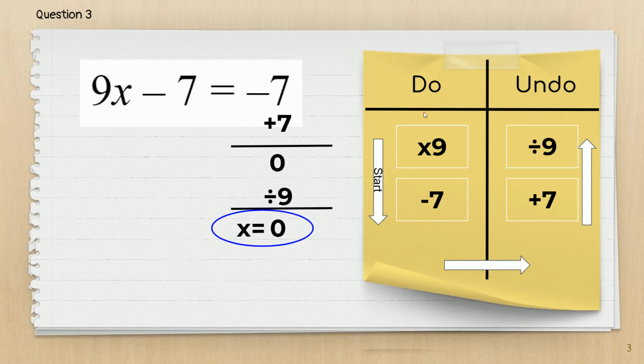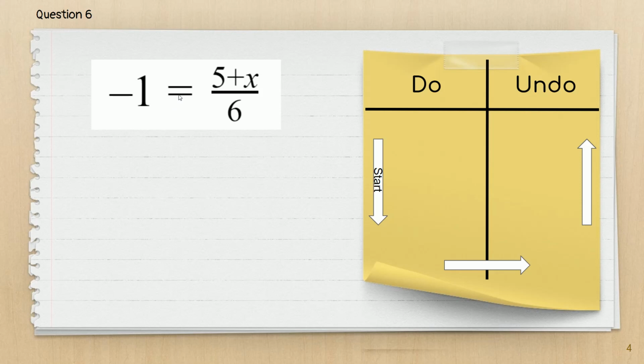Again, the arrows are here just to show us the direction that we need to go to solve it. The last problem on this video is negative 1 equals 5 plus x over 6. On this problem, we have the variable x, and it's on the right side of the equation. This problem is different because the first thing being done to the x this time is it's being added by 5. So on the do side, we have 5 plus x, so we're going to put plus 5. And then this whole 5 plus x is then being divided by 6. So then we have divide by 6.